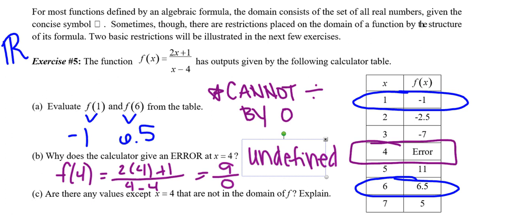Are there any values except x equals 4 that are not in the domain of f? Explain. Well, the answer would be no, all the other values are fine, because 4 is the only one where if I take x minus 4, I would get 0. So you can just say all other values are fine.